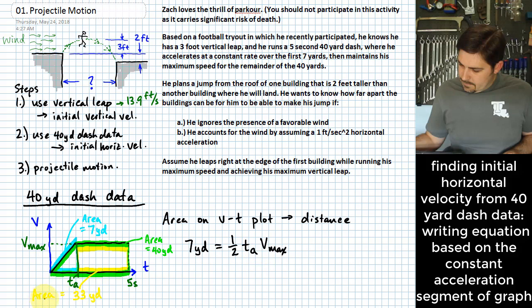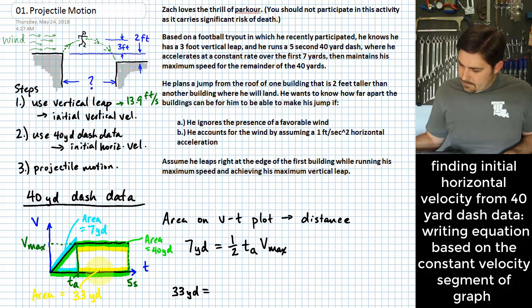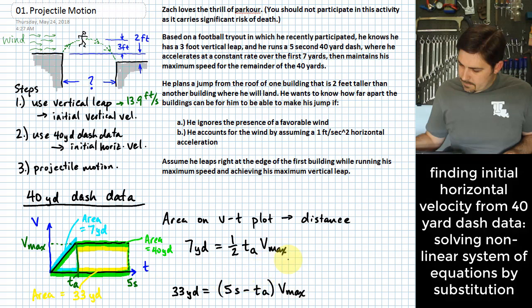So let's figure out where we're going next. It looks to me like maybe the next easiest thing to do is to look at this yellow rectangle right here and say that that 33 yards, okay, for a rectangle the area is just base times height, so that 33 yards is going to be equal to 5 seconds minus T sub A. Okay, and what's the height? The height is Vmax. All right, so this actually sets up a system of two equations and two unknowns. It's not a linear system because we have these two variables multiplied by each other.